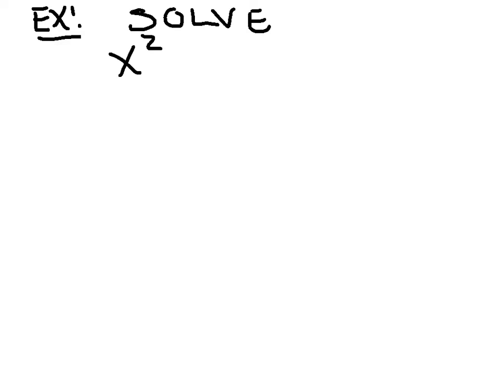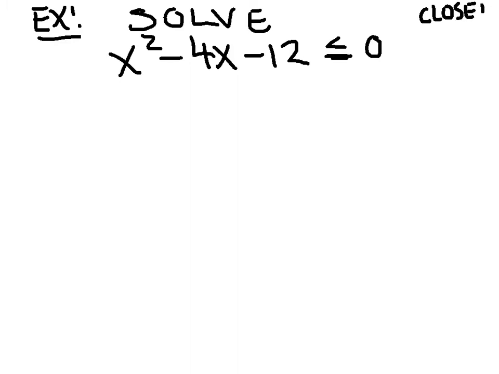The second quadratic inequality we want to attempt to solve asks us to solve x squared minus 4x minus 12 is less than or equal to 0. Now you'll notice we didn't just say less than 0, we said less than or equal to 0, which in the back of my mind I'm going to make a mental note that I'm going to use closed circles on my number line later on in the problem.